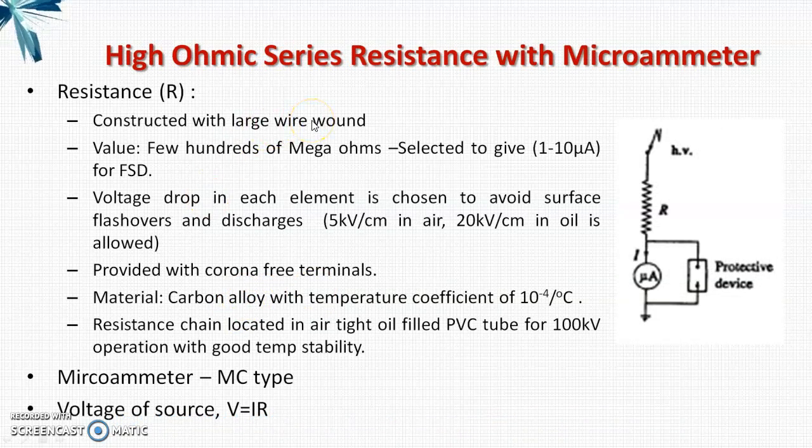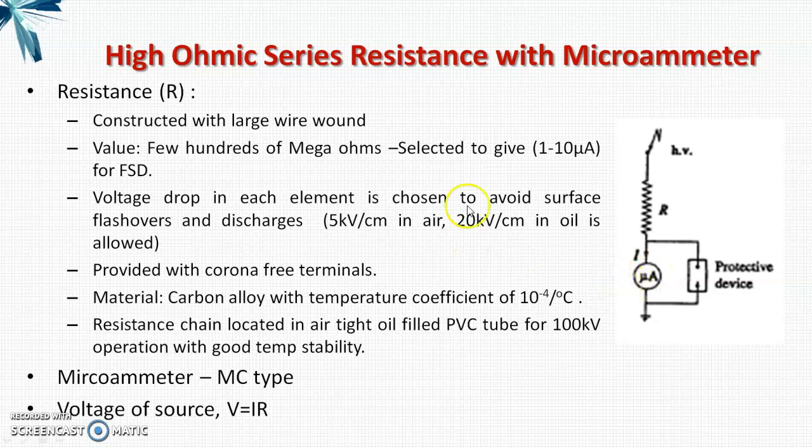First one is high resistance with microammeter. In this arrangement, the very high voltage is applied across this resistance. Only a small portion of current will flow through the microammeter. Across that meter, a protective device is connected in such a way as to protect the meter.